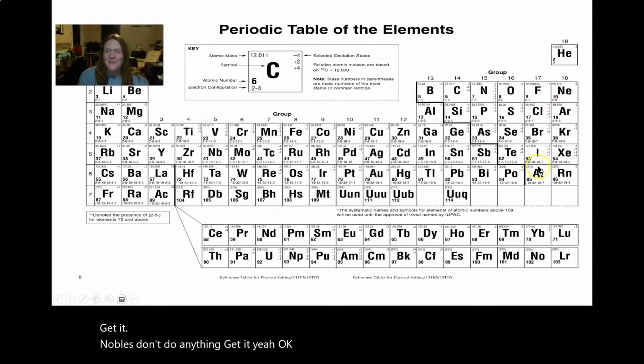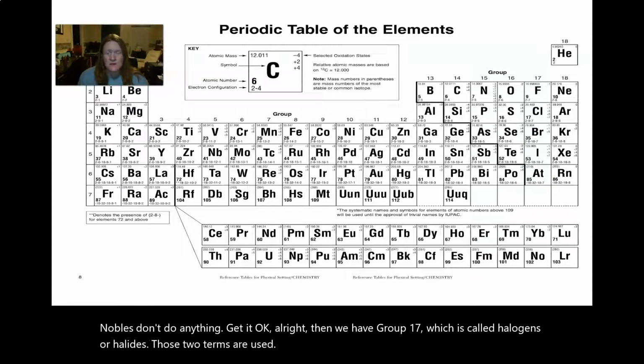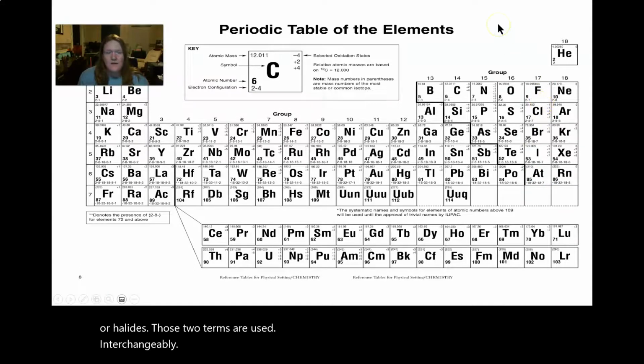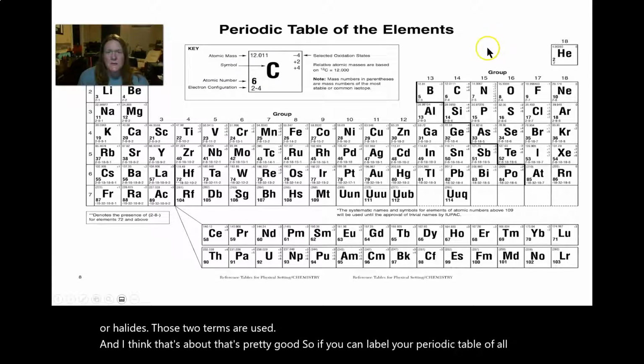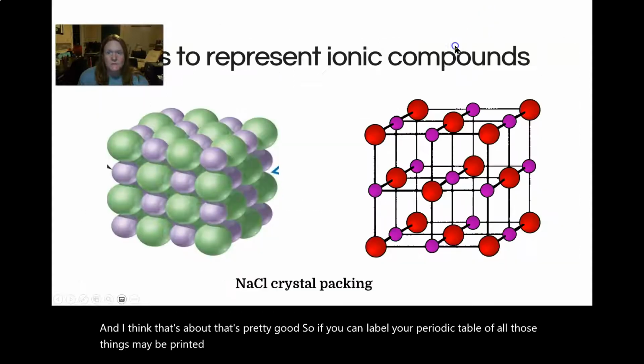And then we have group 17, which is called halogens or halides. Those 2 terms are used interchangeably. And I think that's about it. So if you can label your periodic table with all those things, maybe print it a couple times, practice that, because we use those phrases to refer to the different elements all the time.